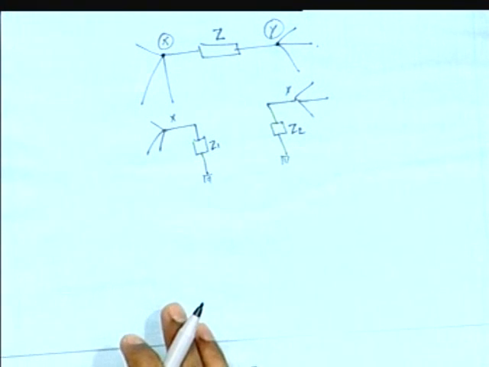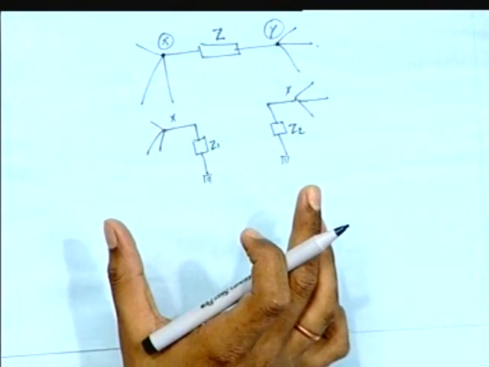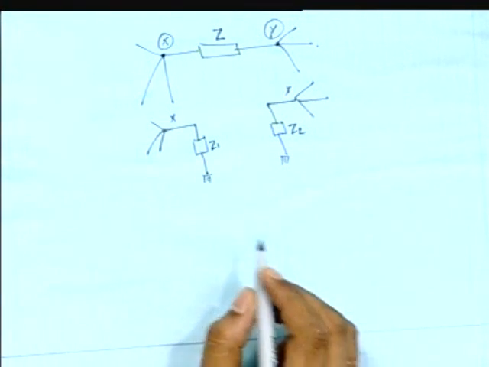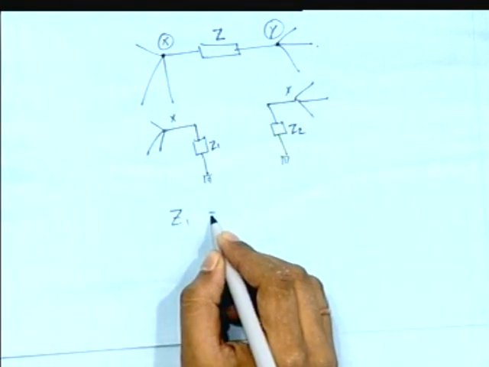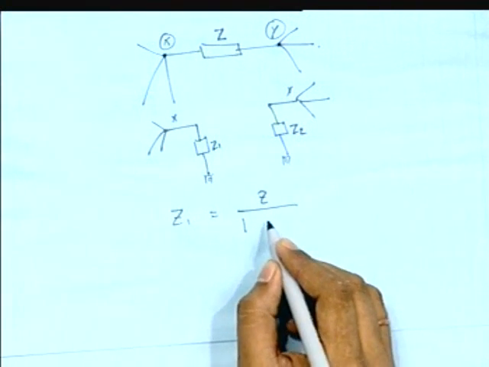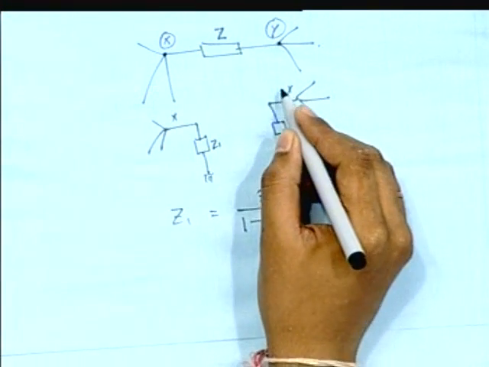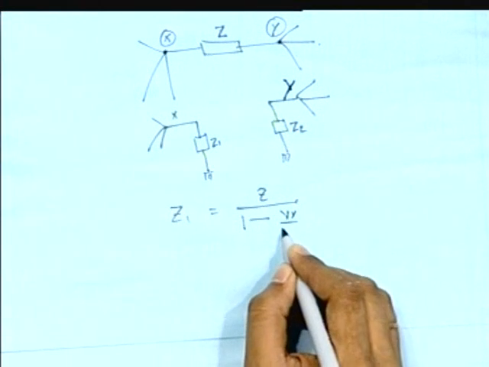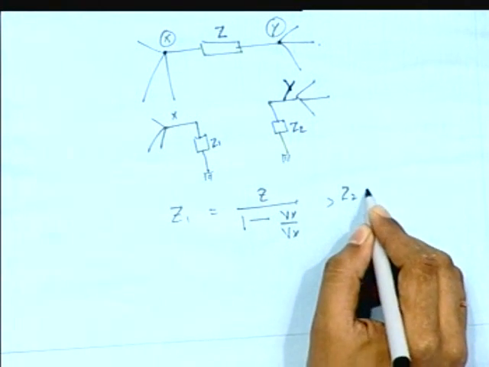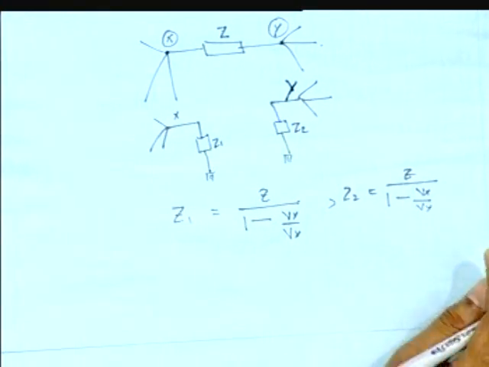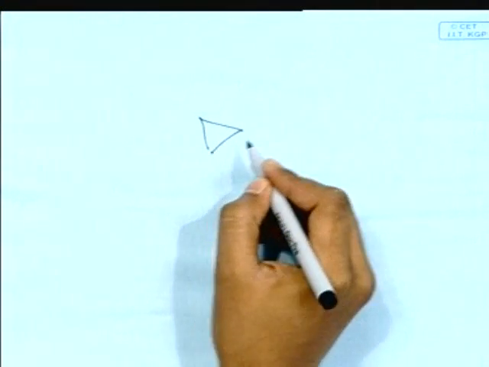Okay, so we can approximate this whole circuit to that lower one. Now I have to calculate what will be Z1 and Z2. I can directly write Z1 is nothing but Z by 1 minus Vx by Vi, if this is a node voltage, and Z2 is nothing but Z by 1 minus Vy by Vx. So why are we calculating that? We will go to the next analysis.